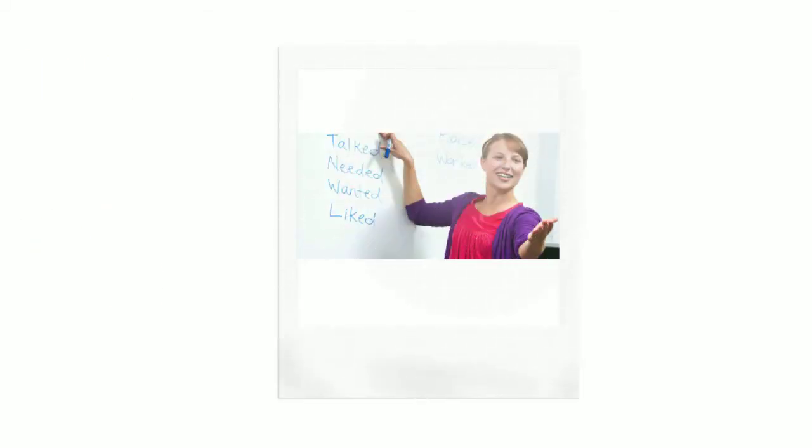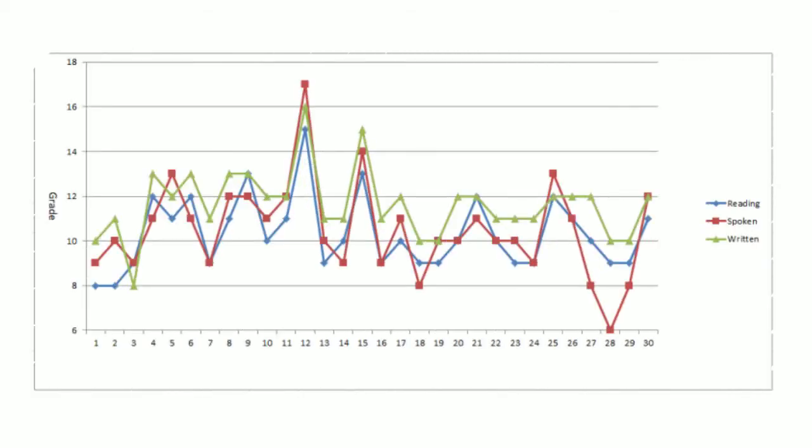Mrs. Green is an English teacher who has a class of 30 students, and they're all very different. On their last assessment, their reading levels spread from the age of 8 to 15 years. Their spoken words spread from the ages of 6 to 17, and their written language grades ranged from 8 to 15 years. As you can see from this graph, no two students have the same grades for each area.